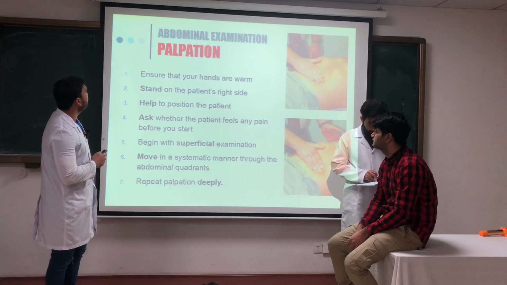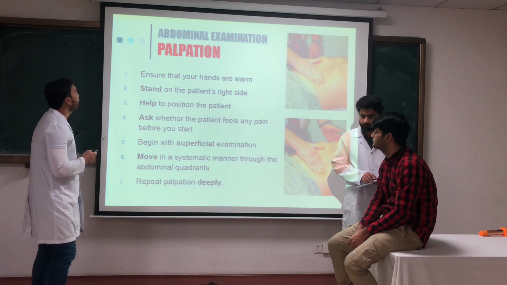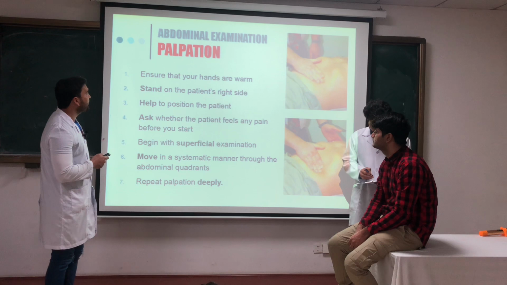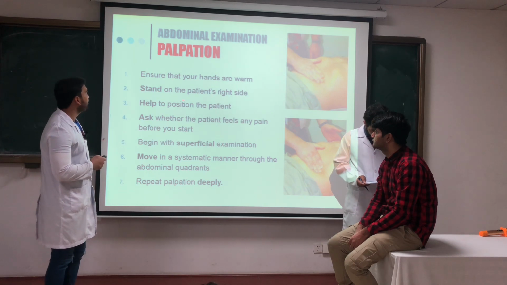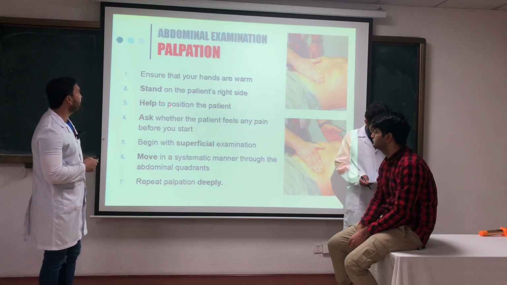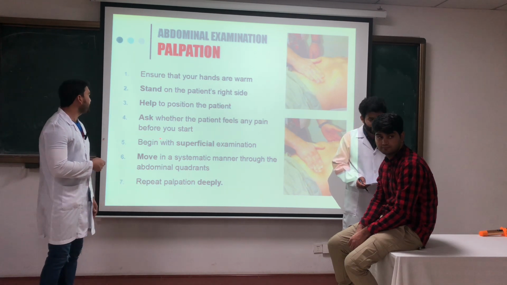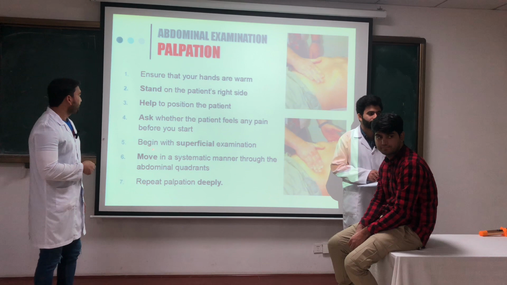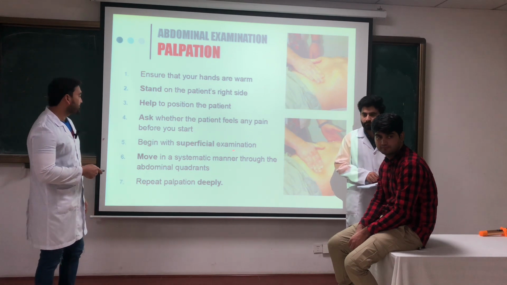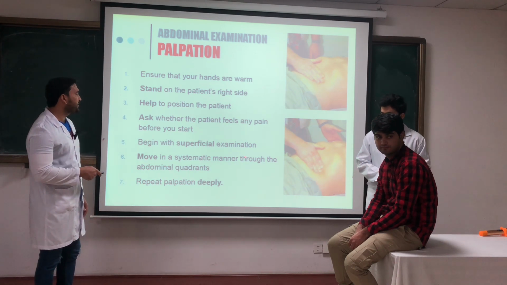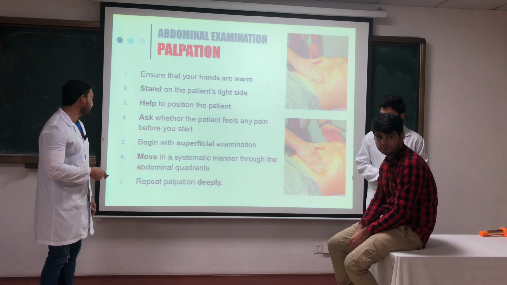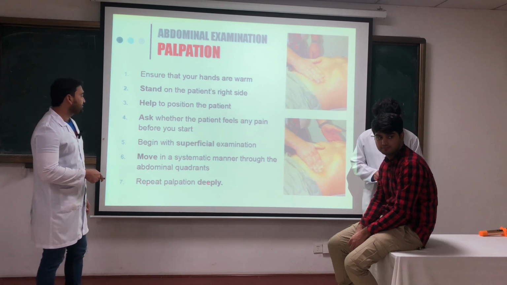After inspection, we will palpate the abdomen. In palpation, we ensure that our hands are warm. Stand on the right side of the patient. Help to position the patient. Ask whether the patient feels any pain before you start. Begin with superficial examination. Move in a systematic manner through the abdominal quadrants. Repeat palpation deeply.